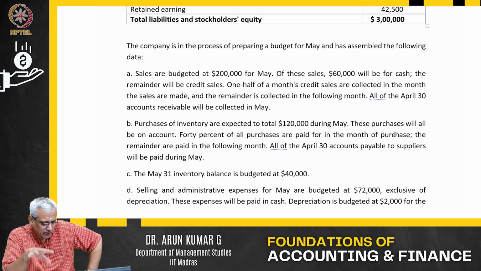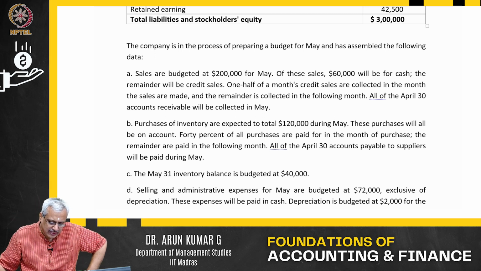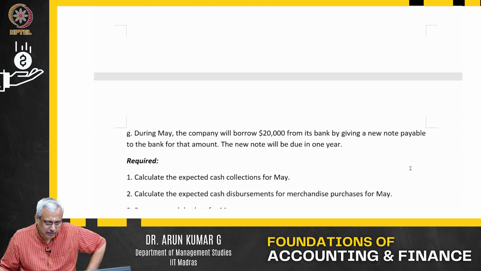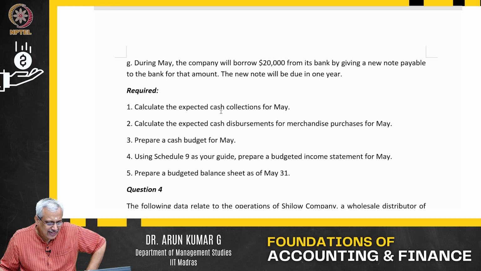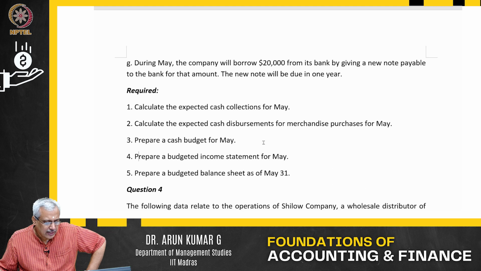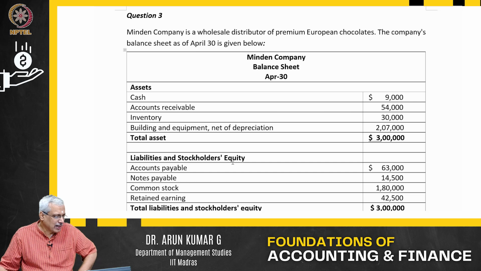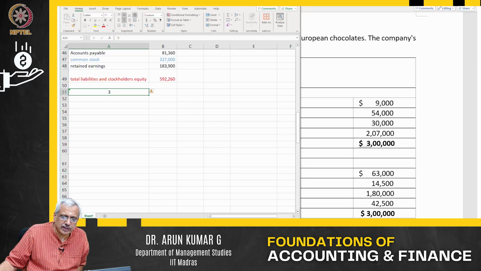Purchases are expected to be, that is going to be a pattern. The inventory in the budget is there, selling and distribution expenditure is there. The notes payable as of 30th of April will be paid during the month of May with $100 as interest. A new refrigerator equipment costing 6,500 was purchased for cash in the month of May, and so on and so forth. And they say calculate the expected cash collection for May, cash disbursement, cash budget, and then prepare budgeted income statement for the month of May as well as the balance sheet for the month of May. Let us look at all this. Very simple and straight. Let us look at all this only for the month of May.